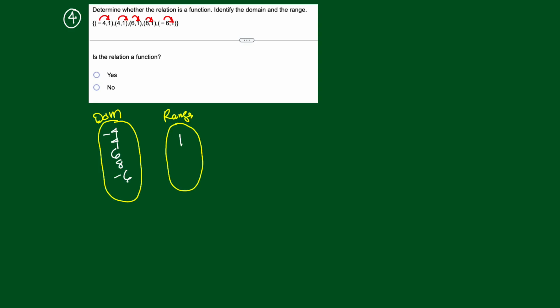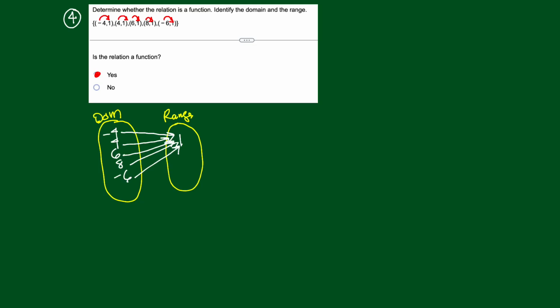Now what happens here? -4 goes to 1, so -4 goes only to one element. 4 goes to one element. Happens to be the same element, but still it goes only to 1. The 6 goes to only one element, the 1. 8 goes to only one element, and the -6 gets mapped or converted to only one element. So yes, this is a function, right? This is a function because every element in this set gets transformed to exactly one element in this set.